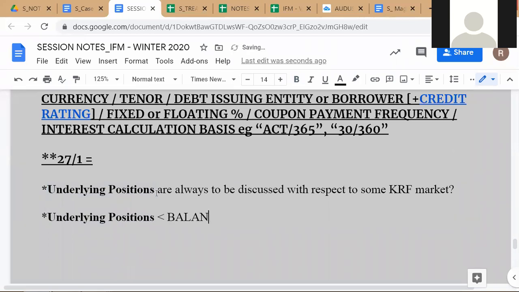Here I'm going to start writing in caps so it's easier for me to see. Balance sheet constructs. Balance sheet constructs is essentially assets and liabilities.